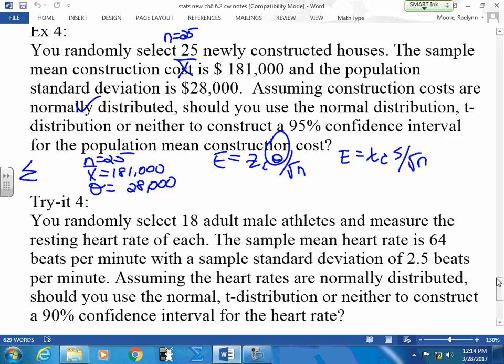This next problem says you randomly select 18 adult male athletes and you measure their resting heartbeat. Their sample mean, pull out your information, this is X bar, is 64 beats per minute with a sample standard deviation of 2.5 beats per minute. Assuming that this is normally distributed, because again, my n is less than 30, am I going to use a T, a normal, or neither? Or a Z?